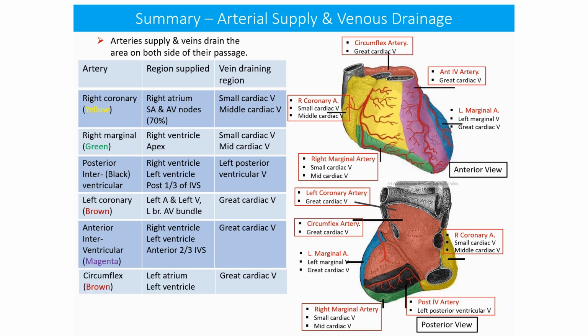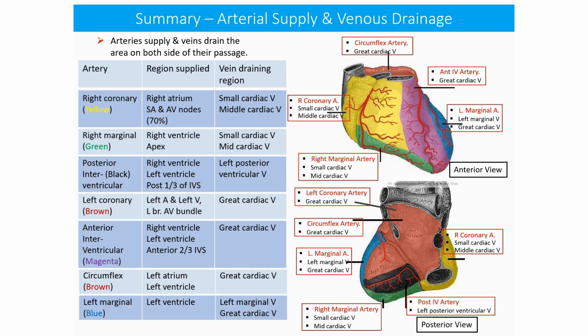Number six, major parts of left atrium and major part of left ventricle are supplied by circumflex branch of left coronary and drained by great cardiac vein. Number seven, a strip along the left side of the left ventricle is supplied by left marginal branch of the circumflex artery and is drained by left marginal vein and great cardiac vein.